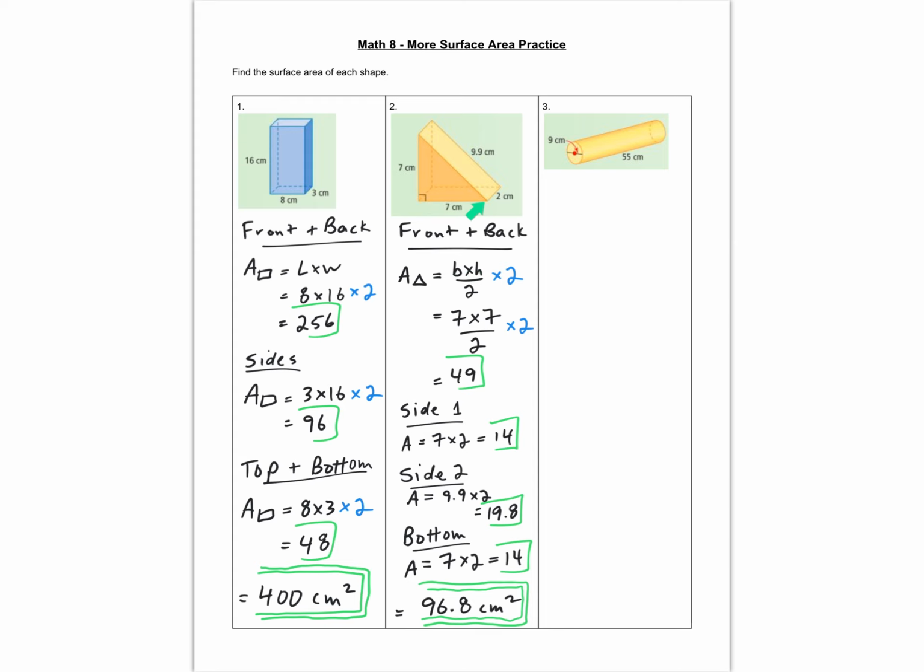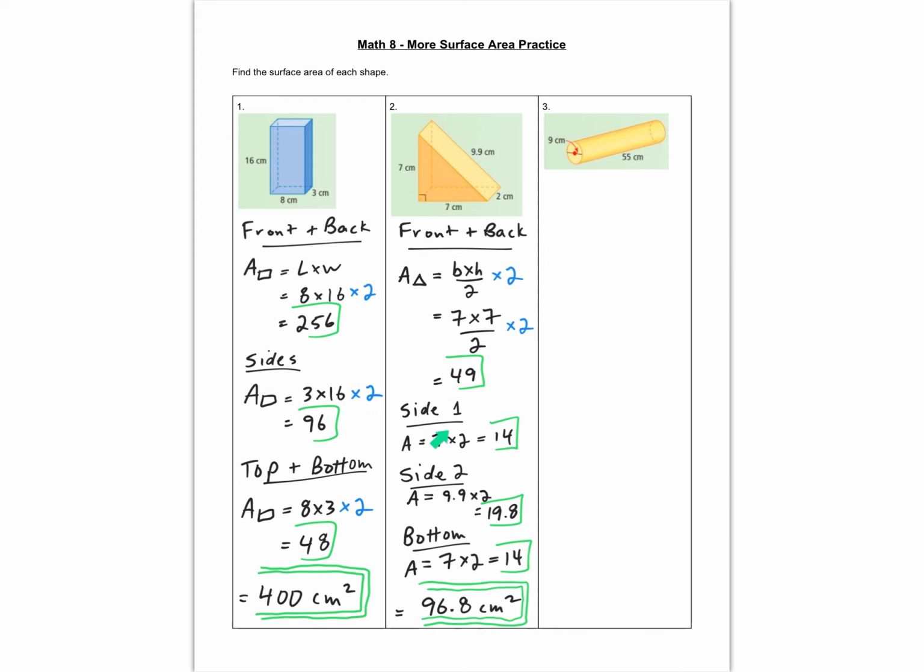So for these triangles, the horizontal is 7, the vertical is also 7. And because it's a triangle, we're going to divide it by 2. So 7 times 7 divided by 2. Okay, that's what I did here. But then I'm going to times it by 2 because I need the back as well, because the back and the front of this shape are identical. So 7 times 7 divided by 2 times by 2 gives us 49 centimeters squared.